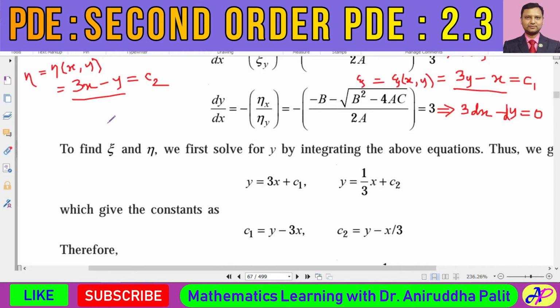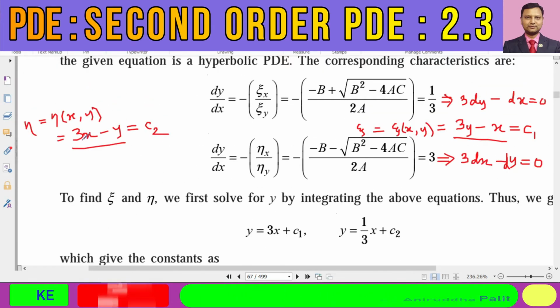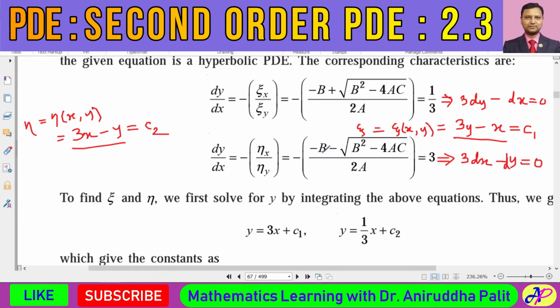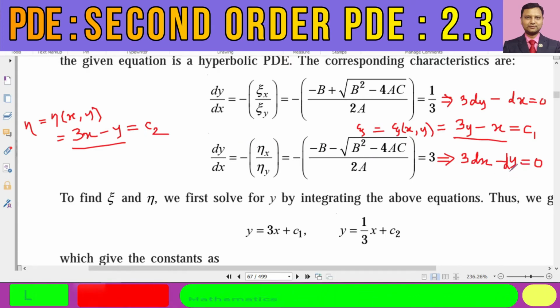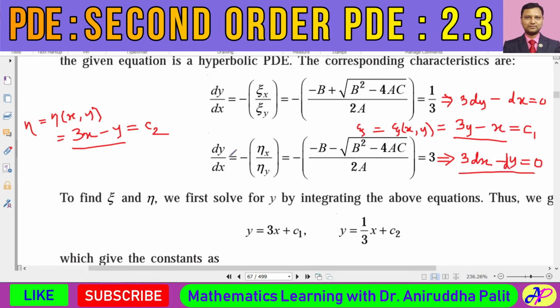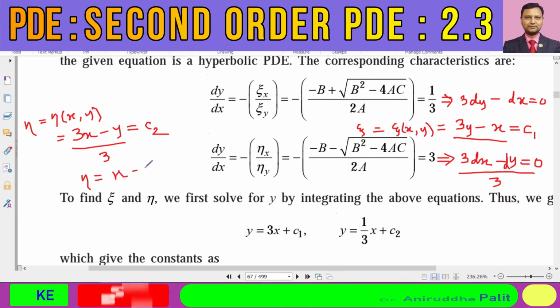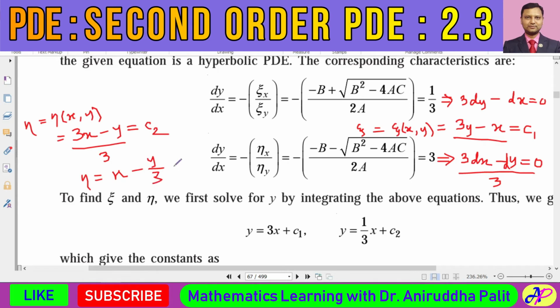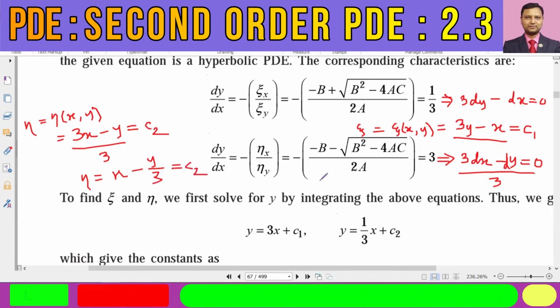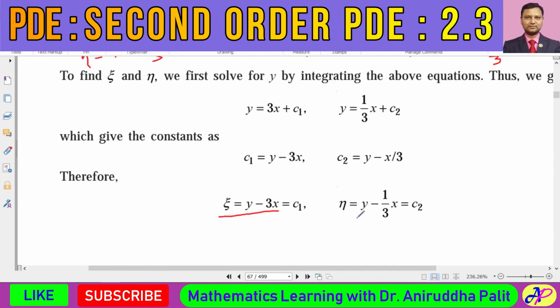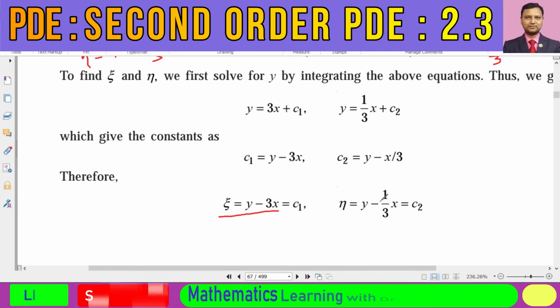And what was eta? Over here, I have taken eta is equal to 3x minus y, because we got the relation after integration, this kind of relation. You could also divide it by 3, because over here it is permissible to divide it by 3, so that ultimately after division it will have this kind of relation, eta is equal to x minus y by 3. It doesn't matter, is equal to some arbitrary constant c2. So they have taken eta is equal to x minus.